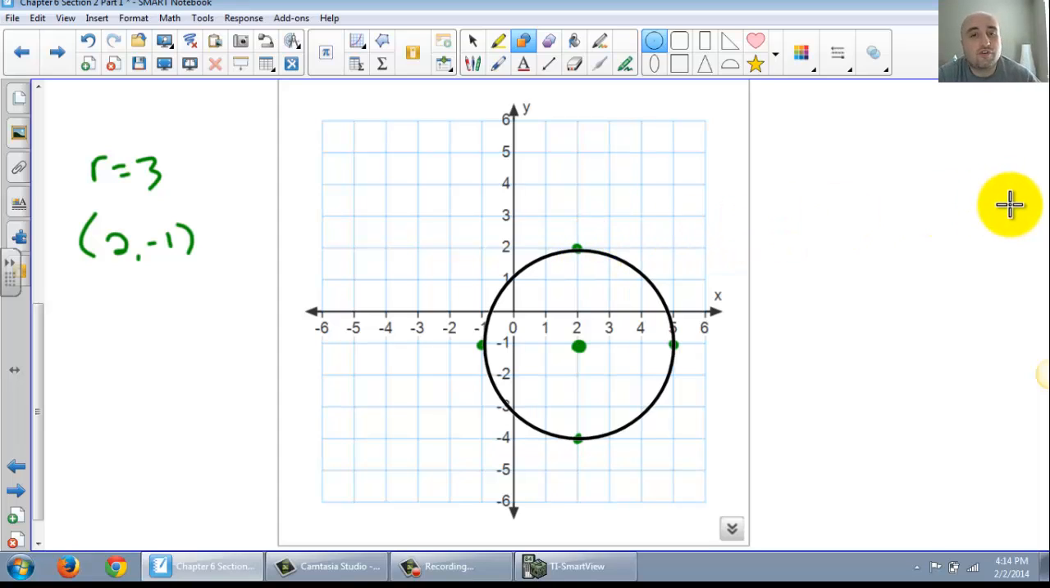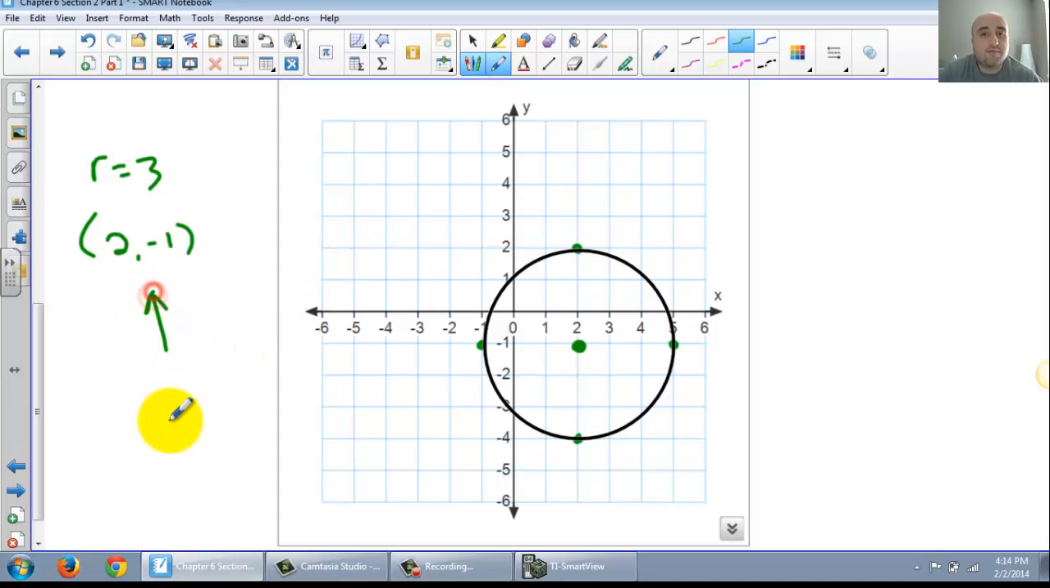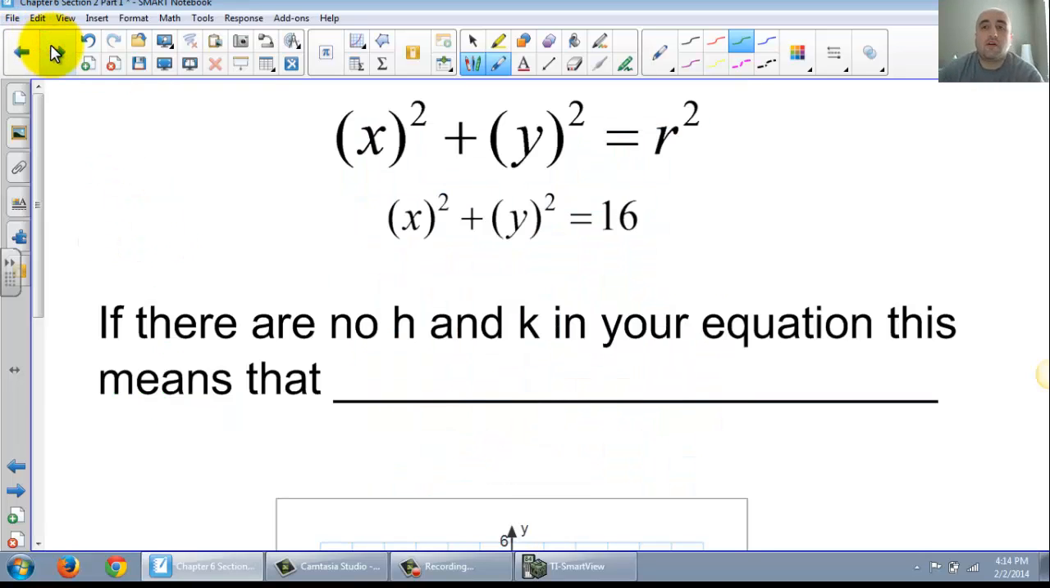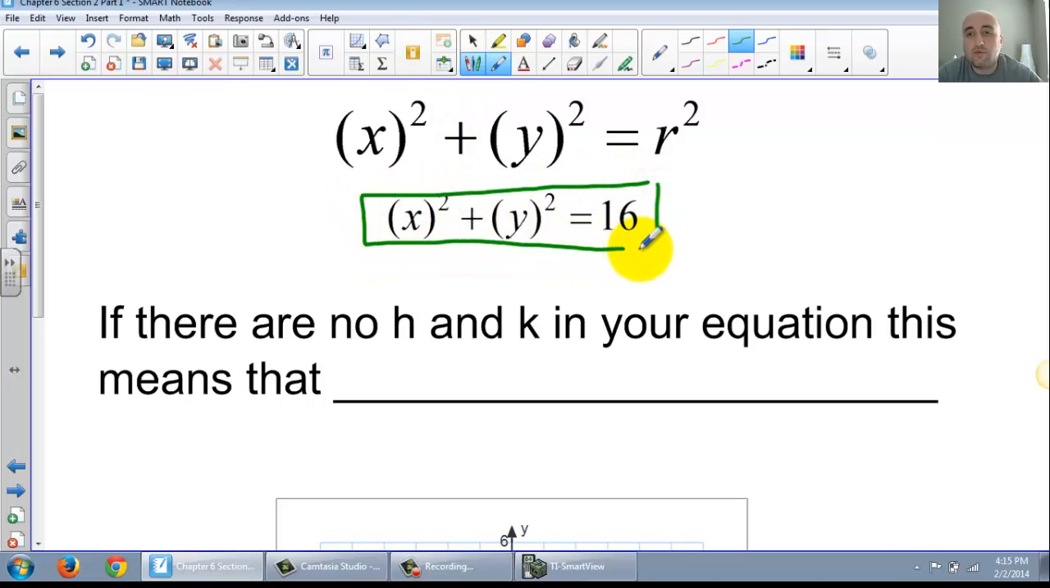Okay, so that is a circle with a center of 2, -1, and a radius of 3 units. Okay? Okay, now what happens if our equation looks like this? x squared plus y squared equals 16. So what do we notice is missing? Hopefully you notice that there are no h and k in your problem.